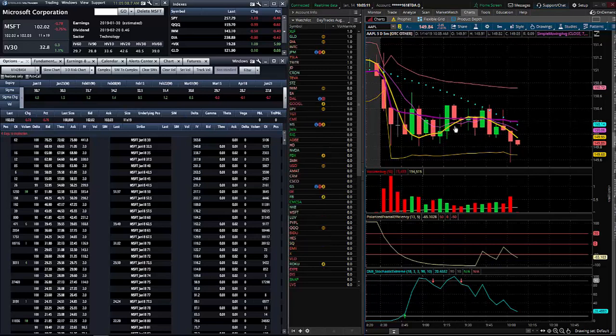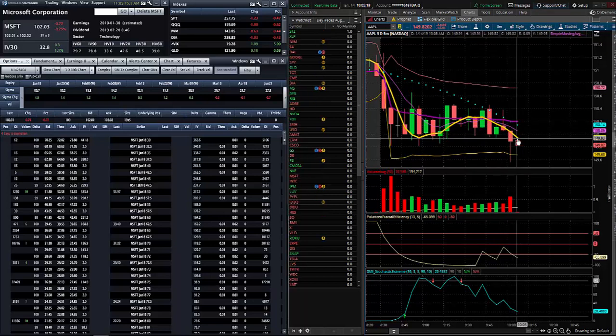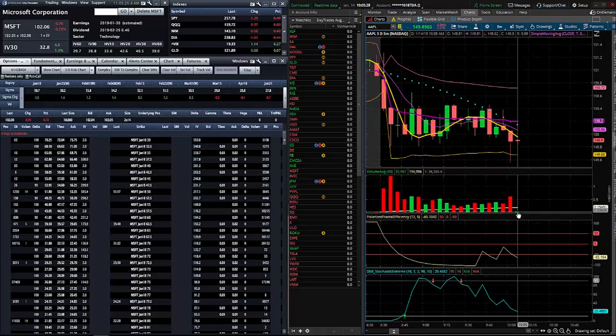This yellow line is the Hull moving average. You want that moving in the direction that you are trading. So if the Hull happened to be moving up here, you would not be looking for a sale. And it also gives you a tactical entry point. So as it pulls back to the Hull, that could be an entry.